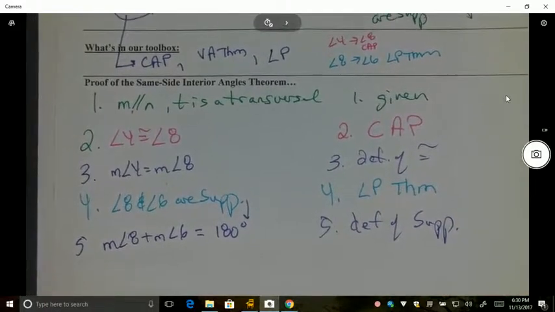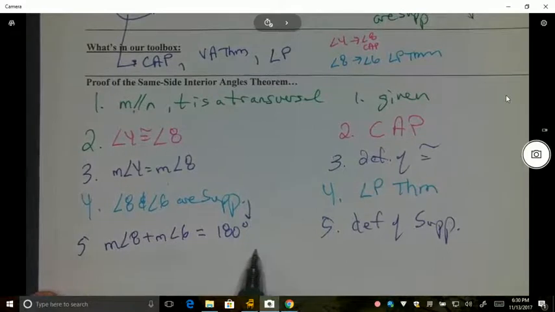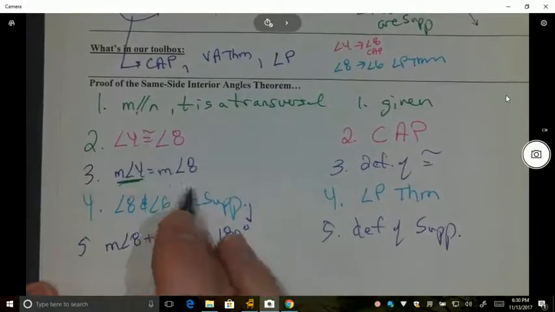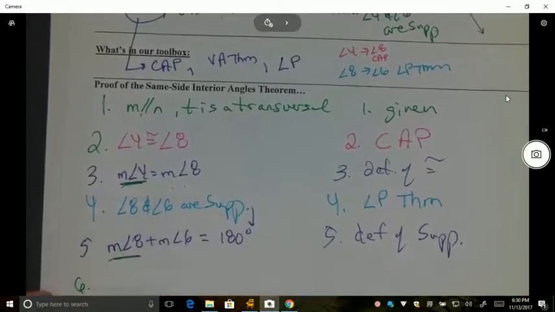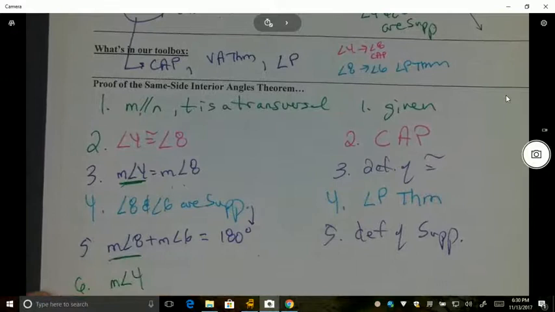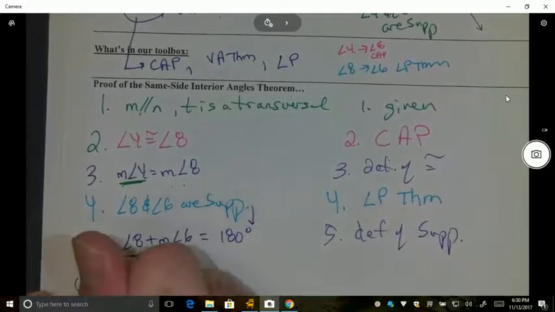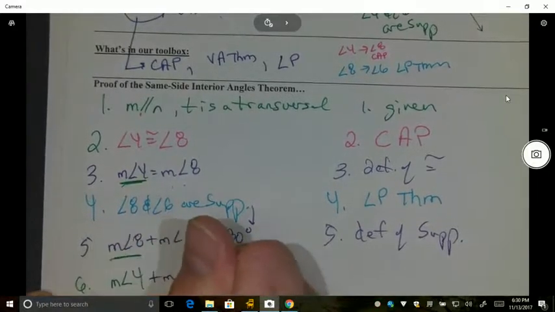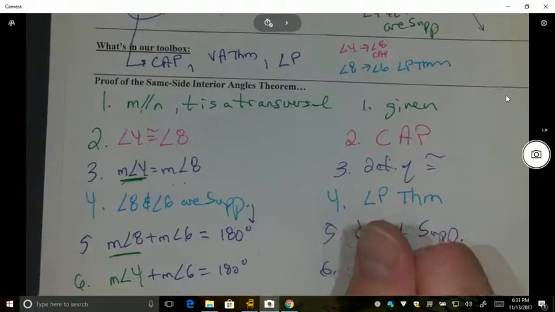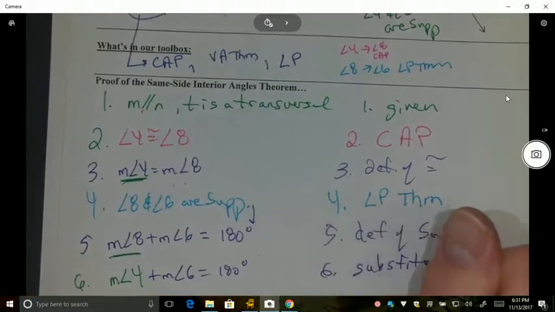Now I have two equations, one showing that 8 and 6 add to 180, one saying that angle 4 is equal to angle 8. So I can actually plug that in. Measure of angle 4 plus measure of angle 6 equals 180 degrees. I did that by plugging it in, so the reason is substitution.